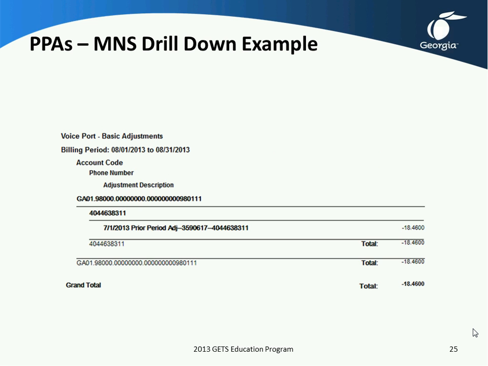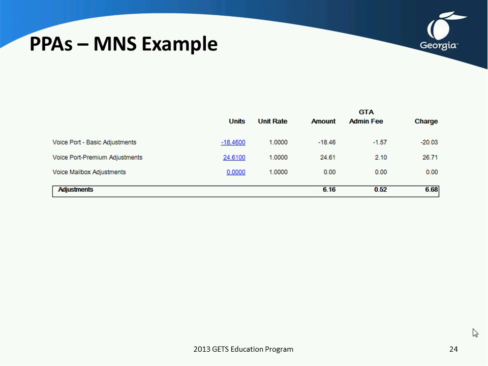For this particular phone number, we're seeing prior period adjustments, and the actual dollar amount. The prior period adjustment will show you the dollar amount that you paid. And that's the detail. Just go back one screen here.